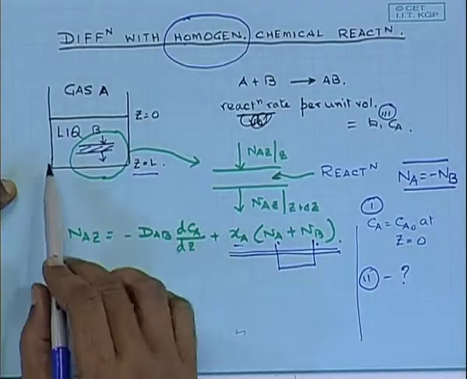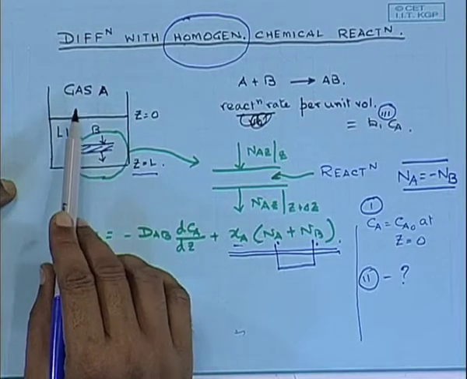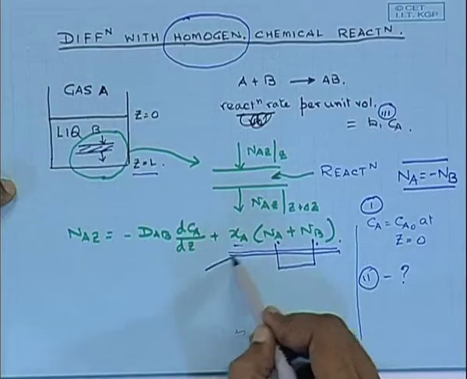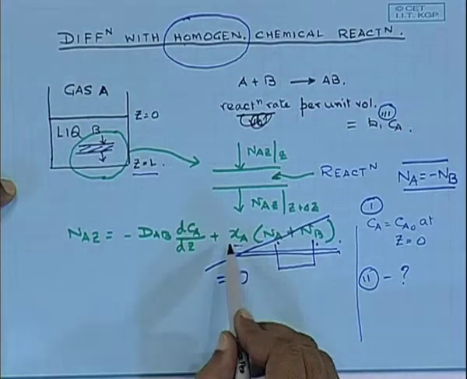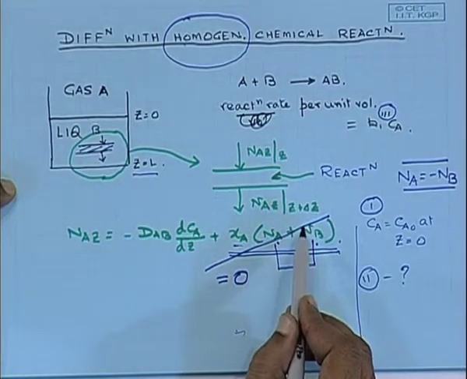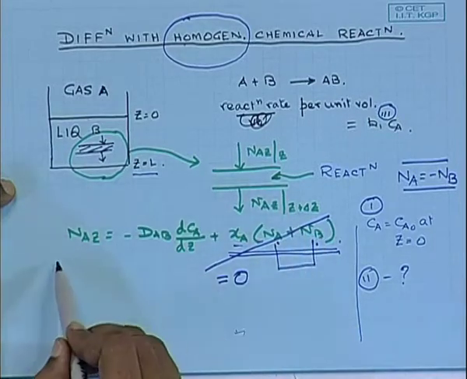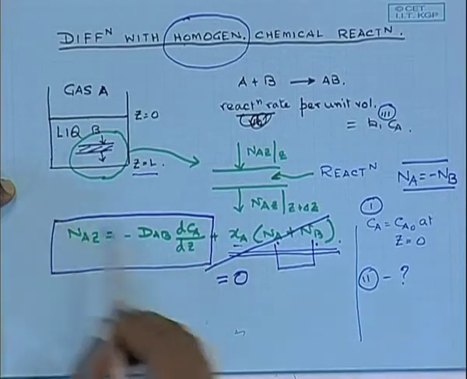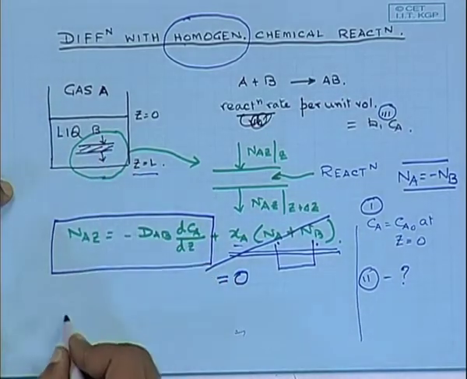So, in this specific problem, we are going to assume that A is sparingly soluble in B. If A is sparingly soluble in B, then this whole term can be approximated to be equal to 0. That means the effect of any bulk flow is probably non-existent, and in that case the governing equation for NAZ would simply be the diffusive term, nothing else. Next, we deal straight away with the balance terms.